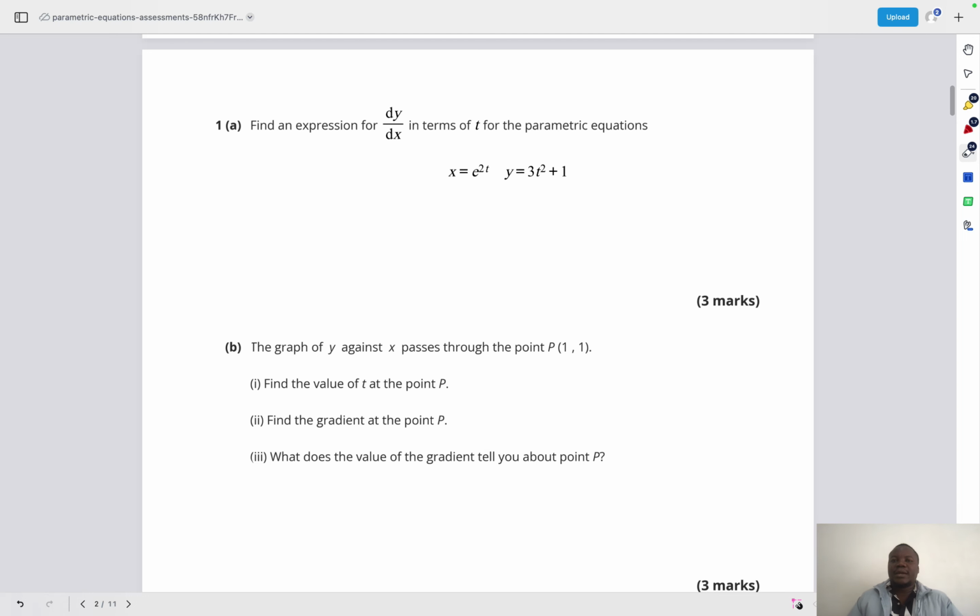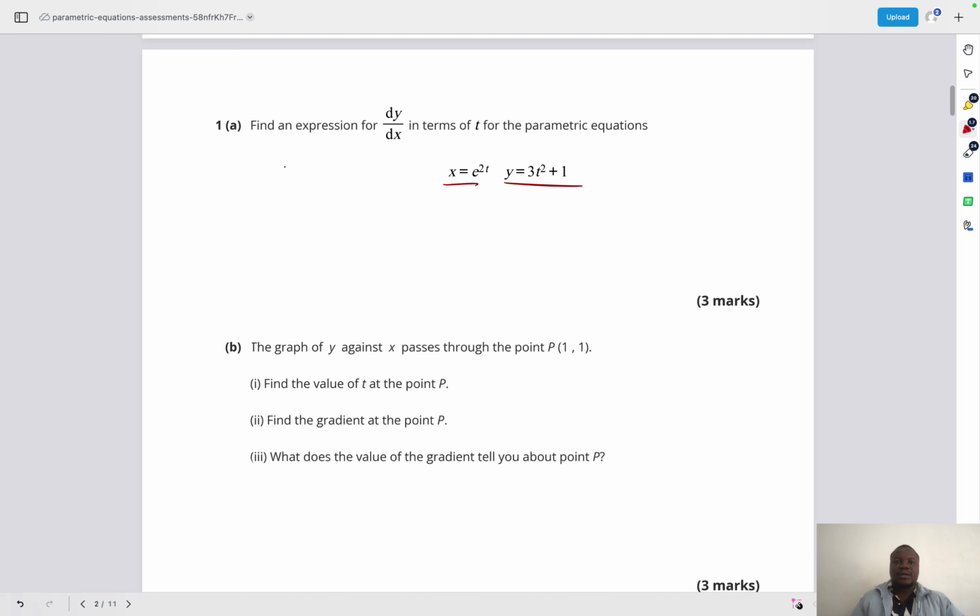Our first question now is to find an expression for dy/dx in terms of t for the parametric equations x equals e^(2t) and y equals 3t squared plus 1. So these are the two parametric equations we have, and we need to differentiate them with respect to t and then do an algebraic manipulation that would give us dy/dx.